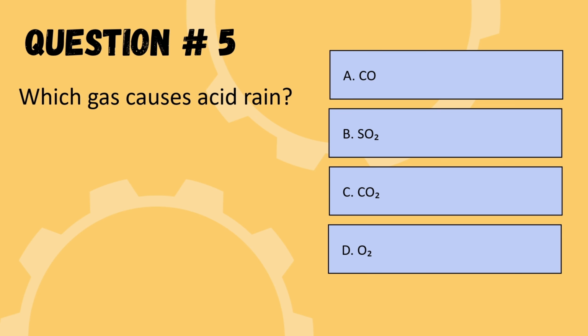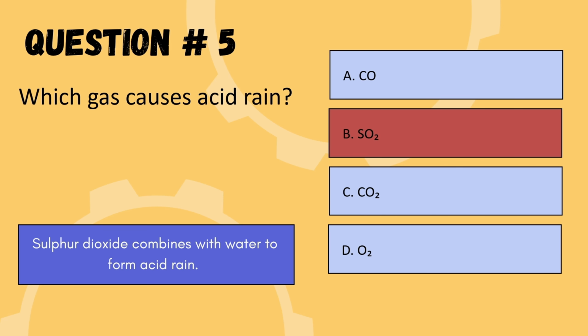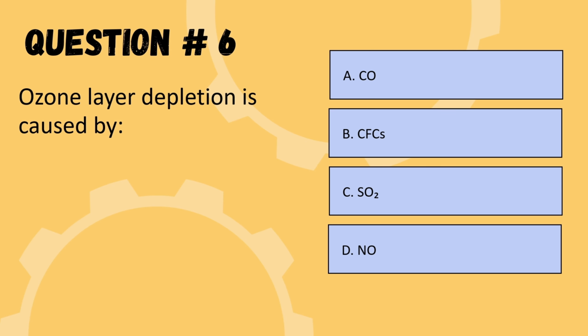Which gas causes acid rain? So the options are CO, SO2, CO2, or O2. So the correct option is option B, SO2. So we are moving to the next question.